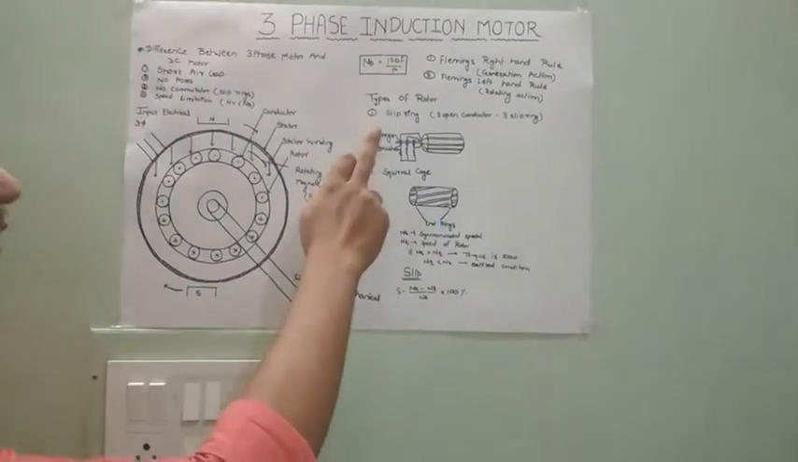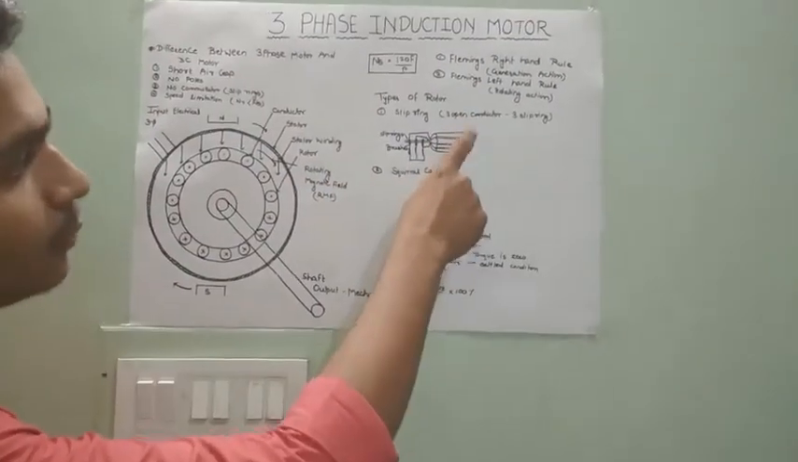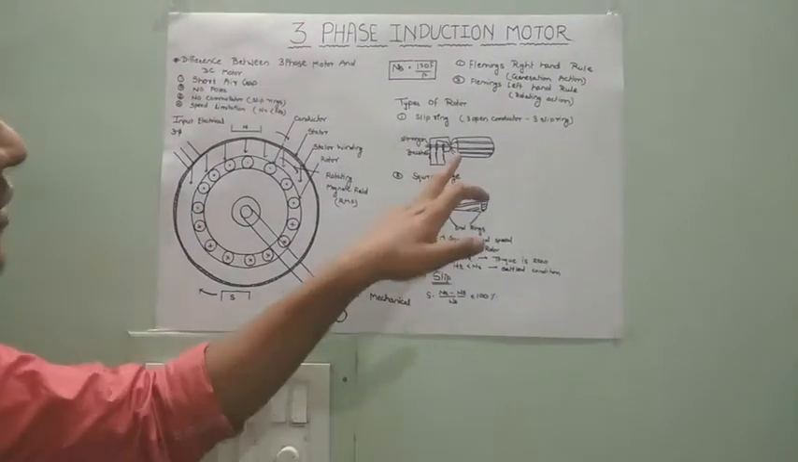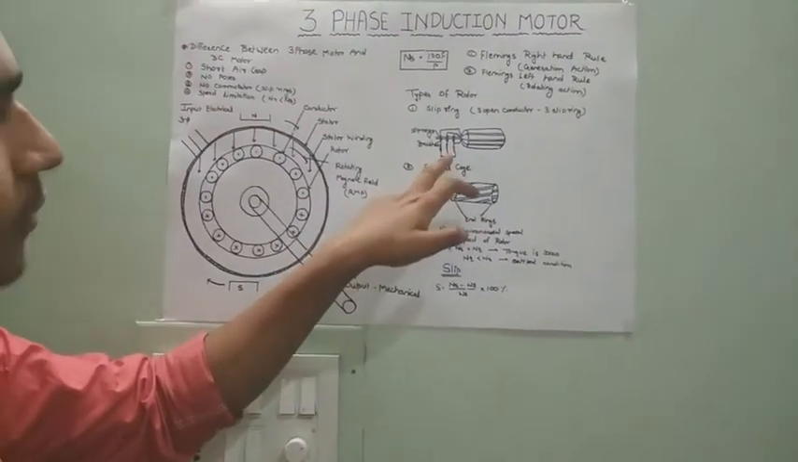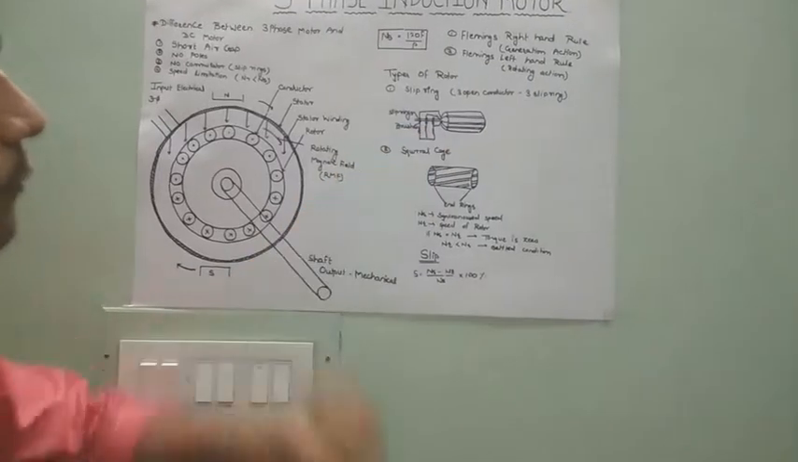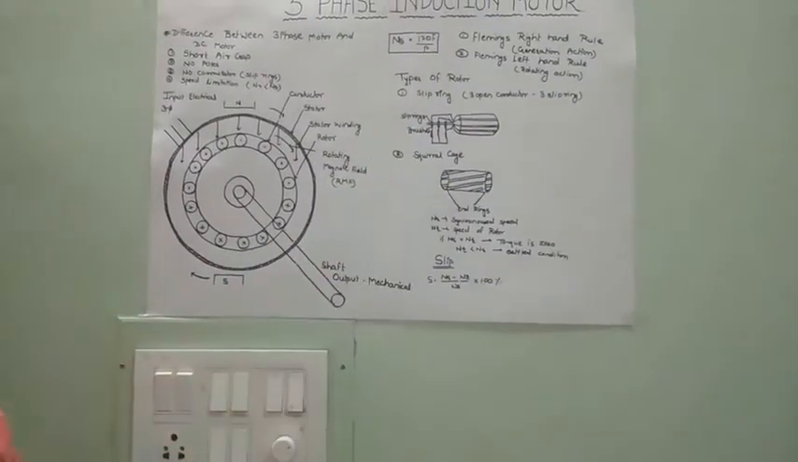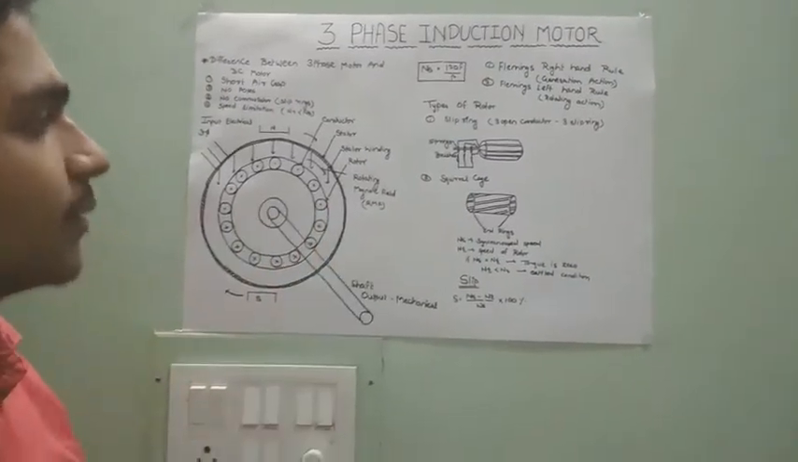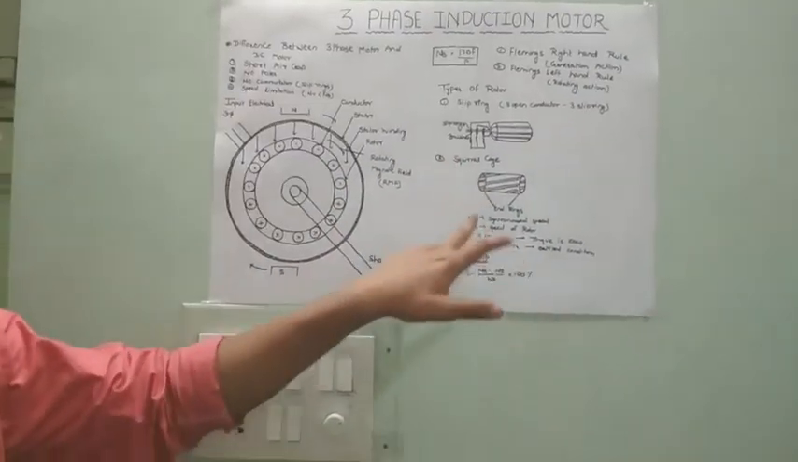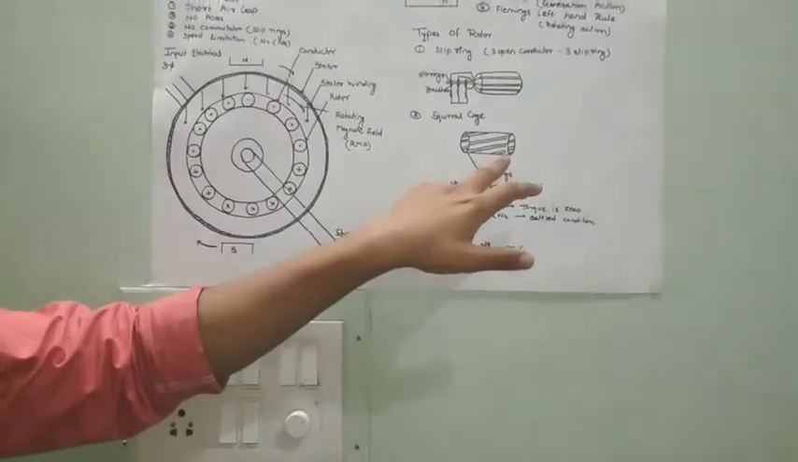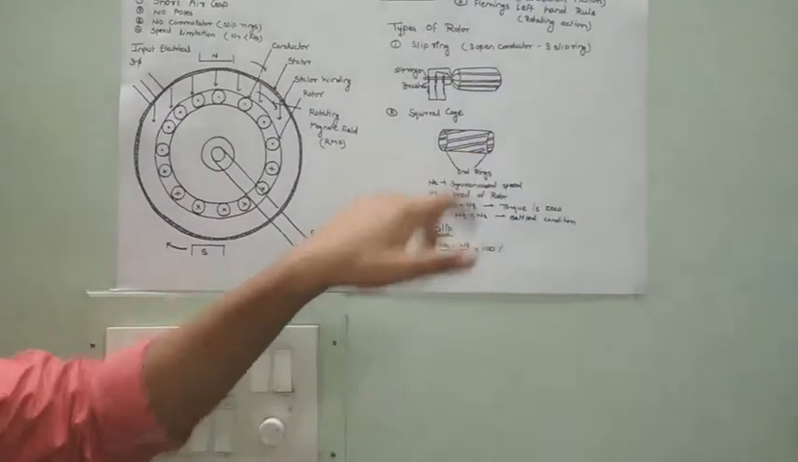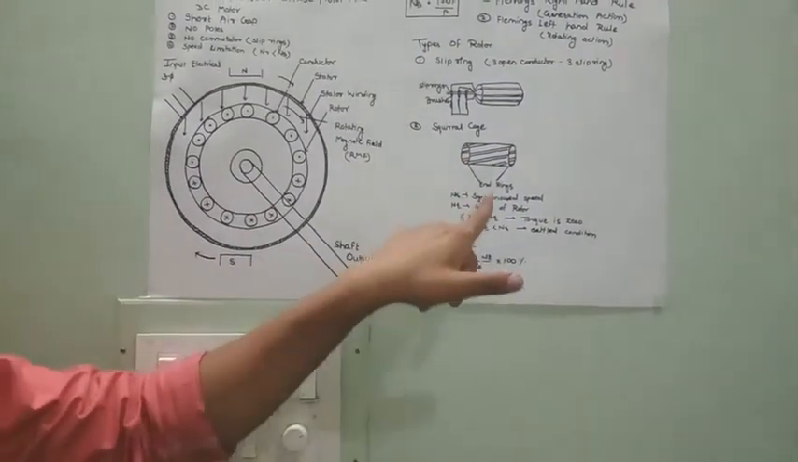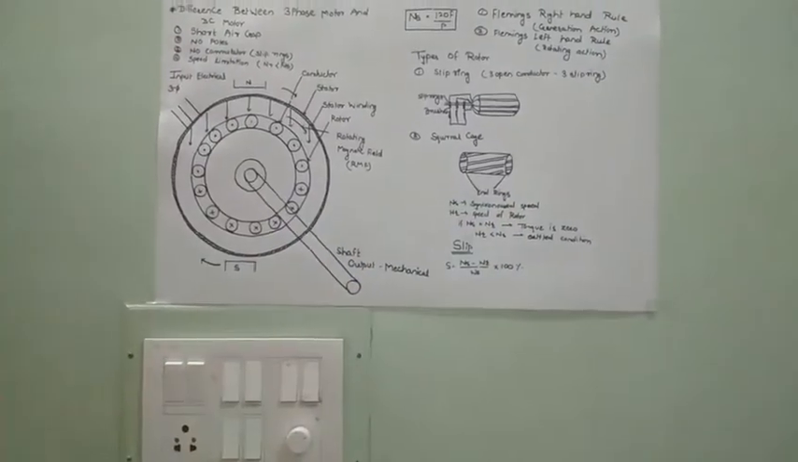In slip rings, there are three open conductors present, which are connected to the stator with the help of brushes. What the brushes do is connect the rotor to the stator. In case of the squirrel cage, the structure of the rotor is like this. These conductors are short-circuited with the help of end rings present.